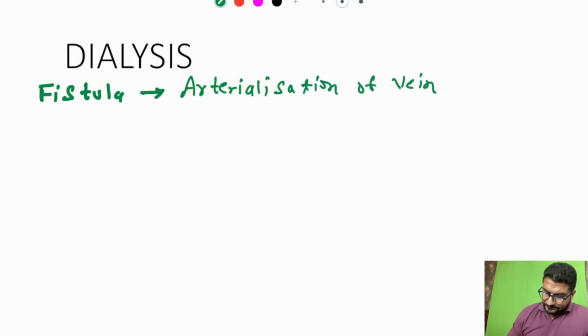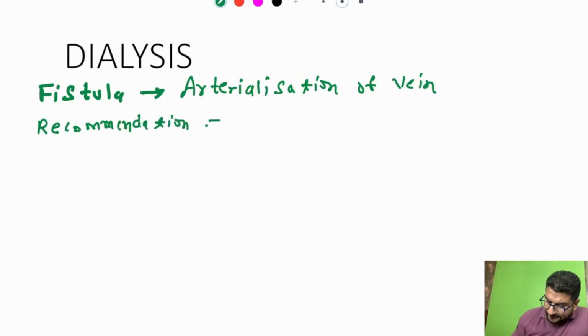Arterialization of vein. So आपको पहले पेशेंट को फिस्टुला बनाओगे. So फिस्टुला से क्या होगा? आर्टरी वेन मिल जाएंगे. Now they ask you dialysis recommendation. So what is the dialysis recommendation? So recommendation means how you recommend dialysis. तो हफ्ते में कितनी बार होना चाहिए?